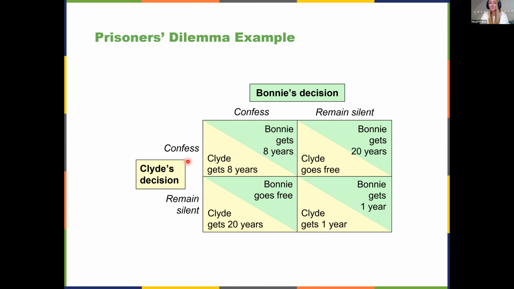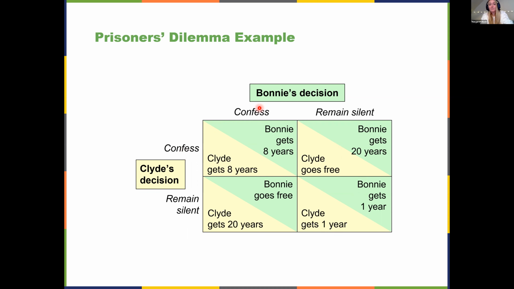So no matter what Bonnie does, Clyde is going to confess and point the finger at Bonnie if he is self-interested and wants to minimize his jail time, which logically makes sense. So no matter what Bonnie does, Clyde is going to confess because this gets him less prison in both situations.